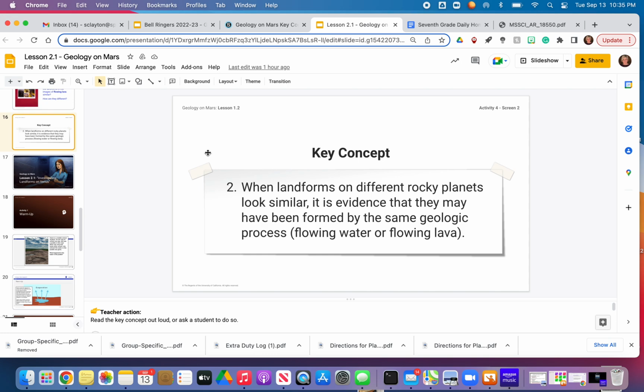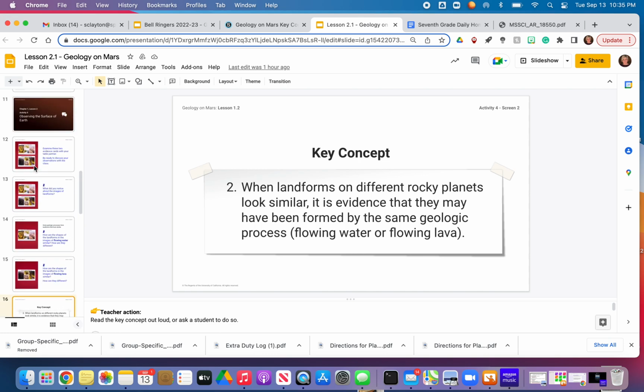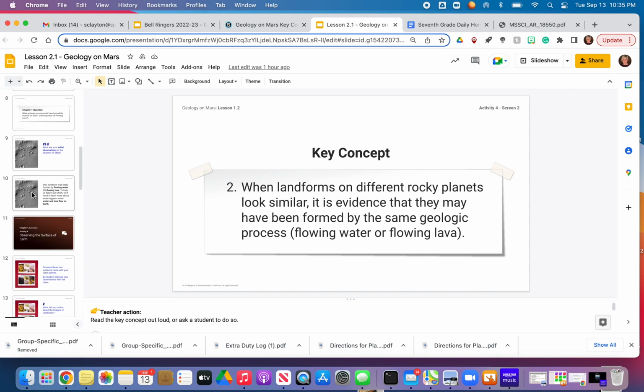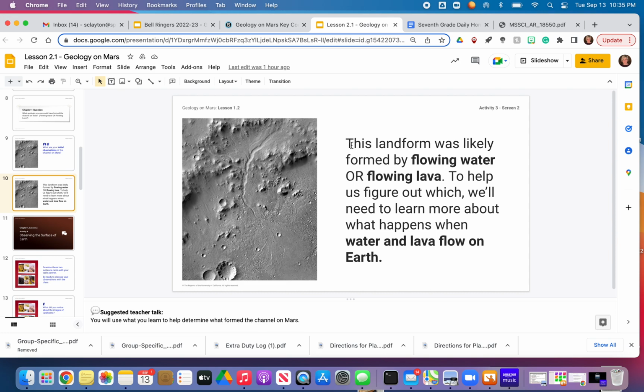When landforms on different rocky planets look similar, it is evidence that they may have been formed by the same geologic process. So in other words, if we can look at this picture here on Mars, and we can say, okay, this is similar to what we see on Earth, then maybe the geologic process, in fact, we can say pretty certainly that the geologic process that formed it on Earth also was the same geologic process that formed it on Mars.